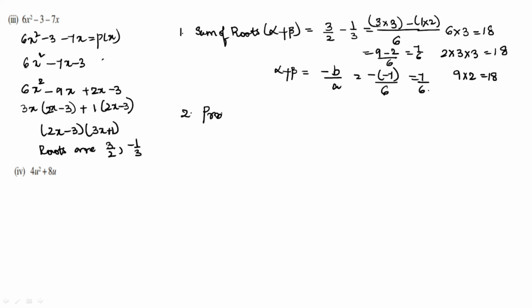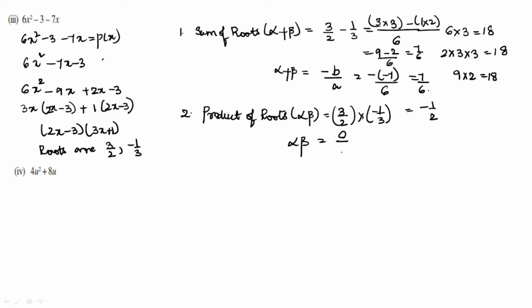So going with the product of roots now. The two roots of the equation are 3 upon 2 multiplied by minus 1 upon 3. Upon simplifying this, we will get the answer as minus 1 upon 2. Now verifying it with the actual equation, alpha beta, the product of the roots, is the constant divided by the coefficient of x square. So this is going to be the constant, which is minus 3 upon 6, the coefficient of x square. Upon simplification it becomes minus 1 upon 2. Let's continue with the next question.